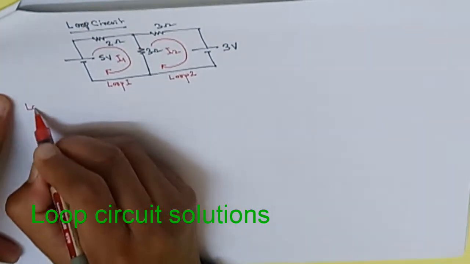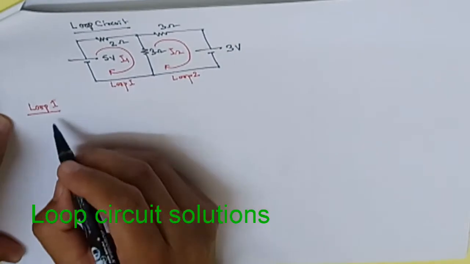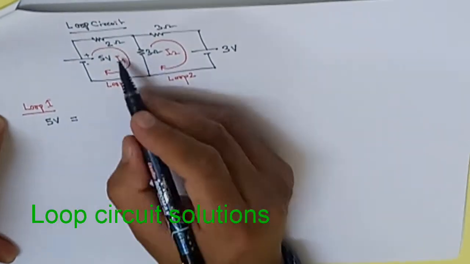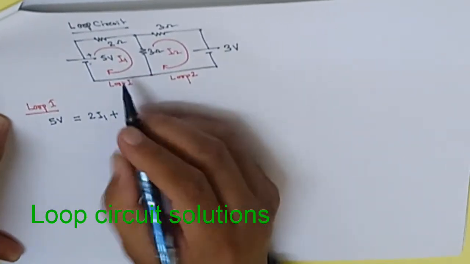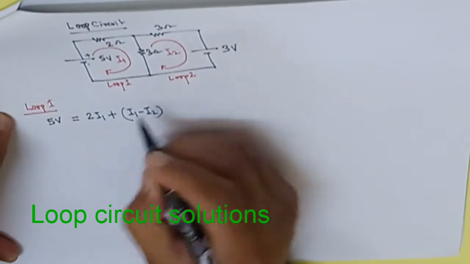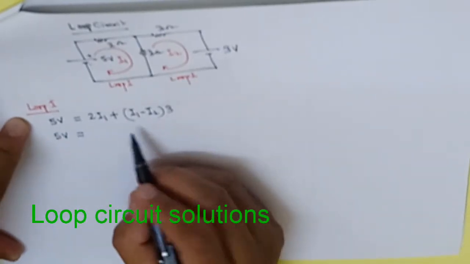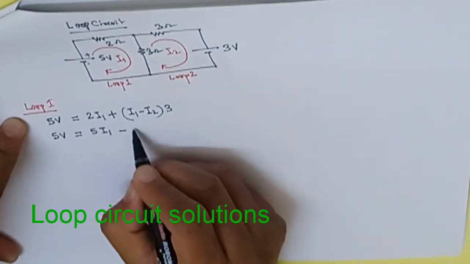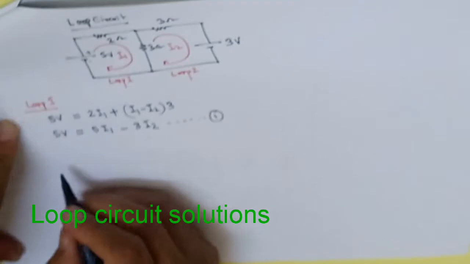So for loop 1, the equation will be 5 volt, because the current is going from plus to minus, 5 volt equal to 2 into I1, plus here you check, one current is going this side, another current is going that side. So I1 minus I2, into the resistance, sorry, 3 ohm. So now your equation is 5 volt equal to 2I1 plus 3, 5I1 minus 3I2. This is one equation.